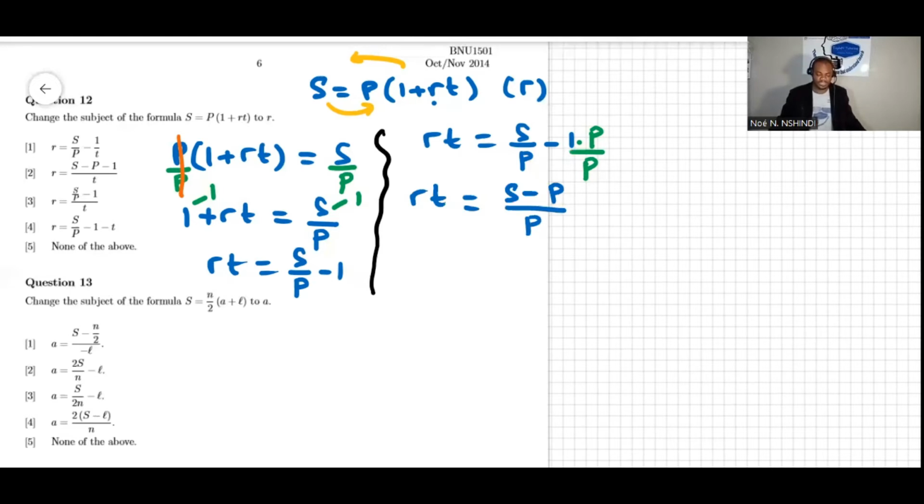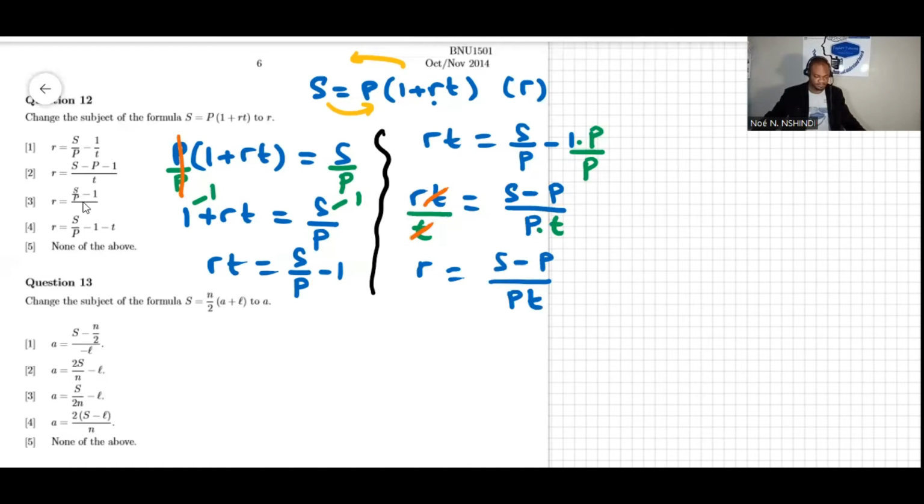So what I can do is divide here by T. Or this is also divided by T, so I'll just times T at the denominator. Timesing T at the denominator is the same as dividing by T. So knowing that the T here will cancel out, I have R equal to S minus P over PT. Now let's see if I have such an alternative here.